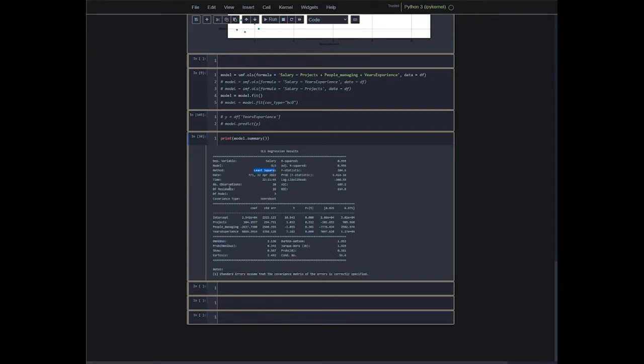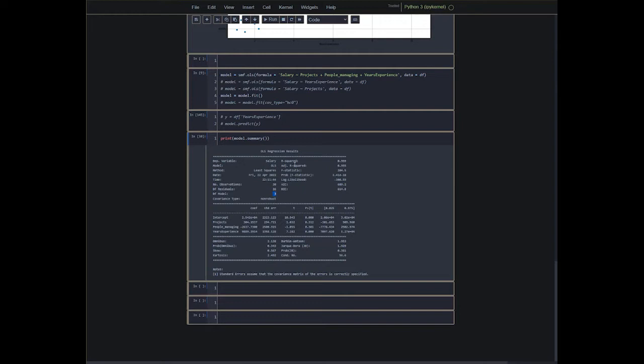We have date and time. We have number of observations 30, so we have 30 rows in our dataset. Df residuals, which is here 26, and df model is 3. So df is the degree of freedom. We have 3 independent variables, so we have the model df 3, and the degree of freedom residuals is calculated as the number of observations minus the degree of freedom for model minus 1. So 30 minus 3 minus 1, which is 26.